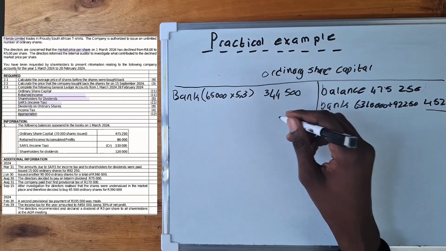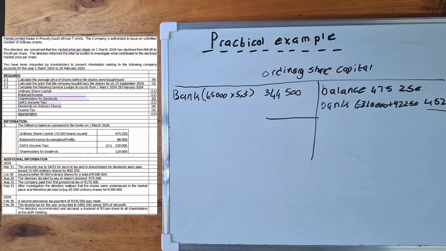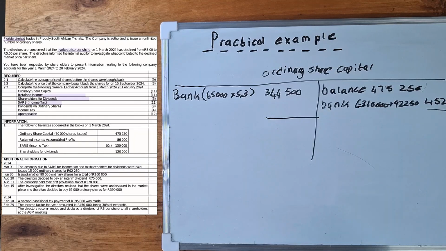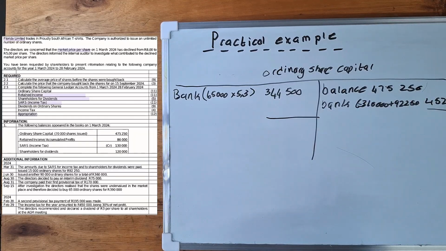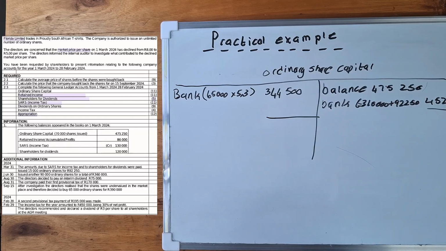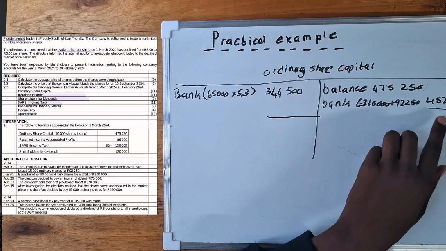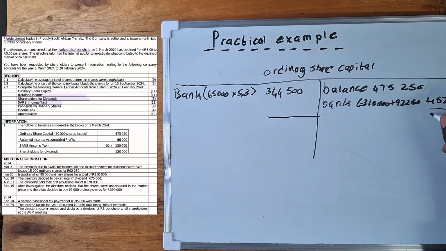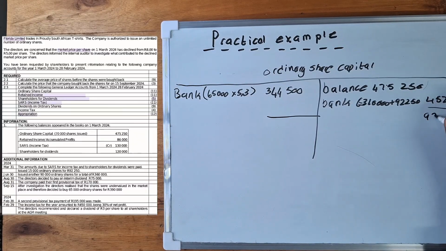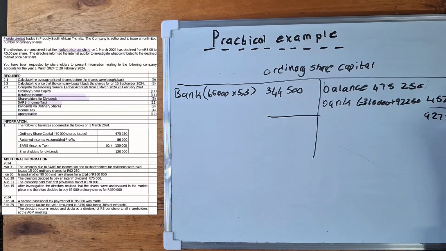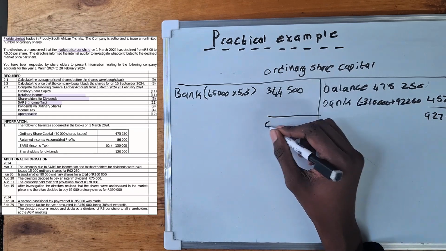So if we can just draw the lines here and calculate. We're going to say 475,250 here plus the 452,250 right here, right? And this should give us 927,500, right?